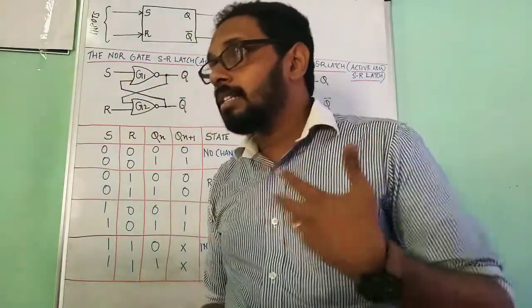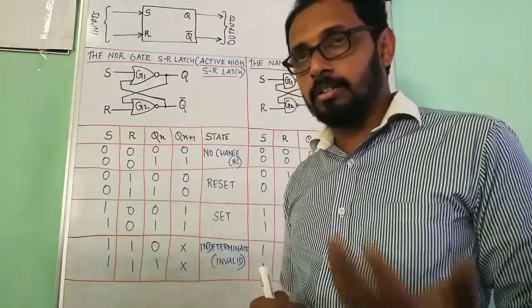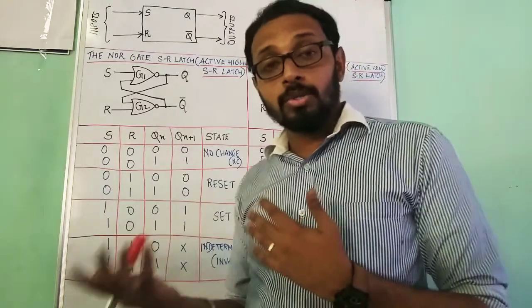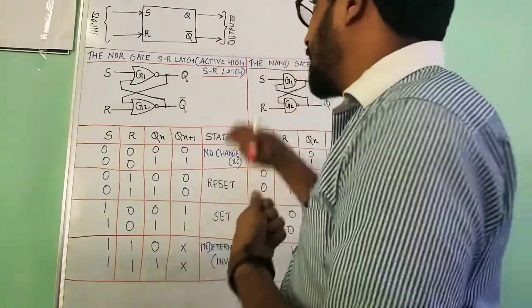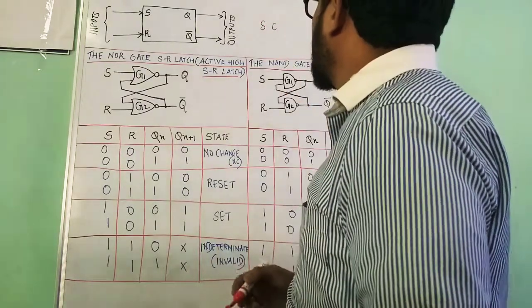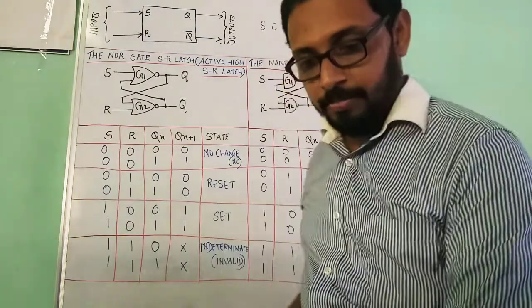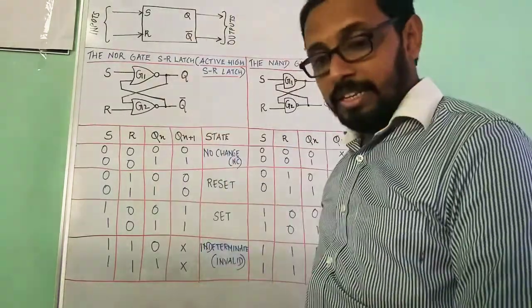SR stands for set and reset, as we have already discussed. It is also called the set clear latch, that is the SC latch. It can be an SR latch or an SC latch; we can give any name for that. That is set and clear, while here it stands for set and reset.